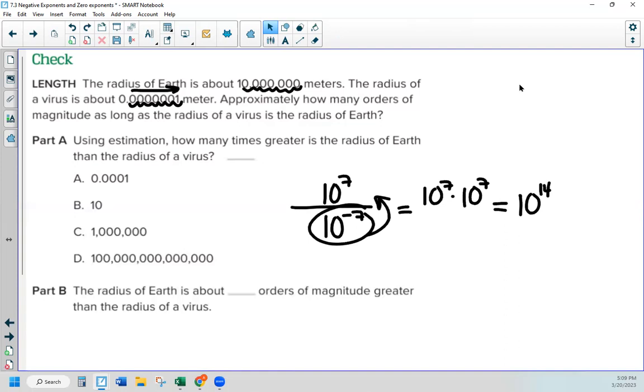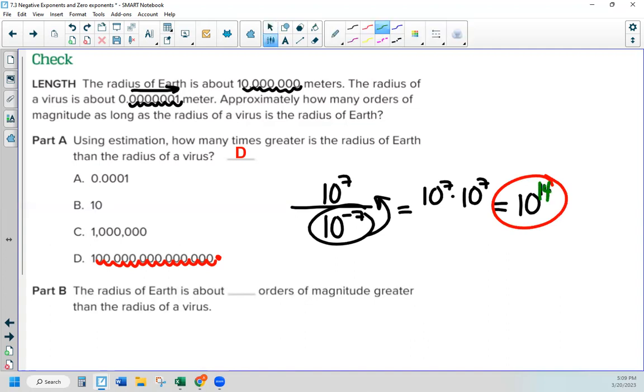What that means is that we need to have a very large number. Let me see if it's this one. 1, 2, 3, 4, 5, 6, 7, 8, 9, 10, 11, 12, 13, 14. We found it. So this is the large number that we would need, nothing else, because the other ones won't be large enough to equate to this much. Now, for the explanation, or the wording behind it, the radius of the Earth is about, we have it right here, that much more. It's 14 orders of magnitude greater than the radius of a virus.